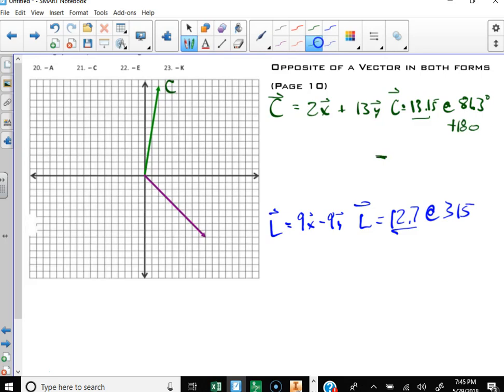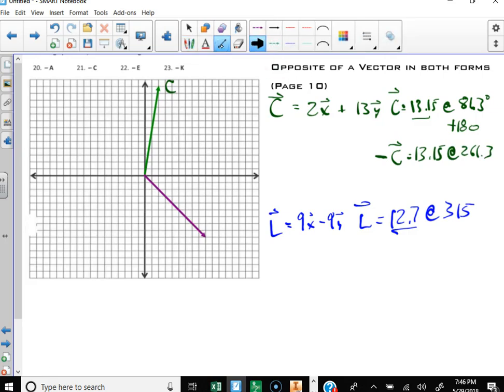And the opposite of vector C is going to be, and I'll do this on a calculator, 81.3 plus 180. And that's going to be, so the opposite is going to be 13.15, same magnitude, but it's going to be at 261.3 degrees, which would be down that way, once I get it in position.